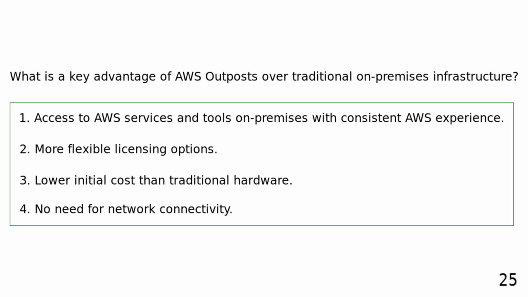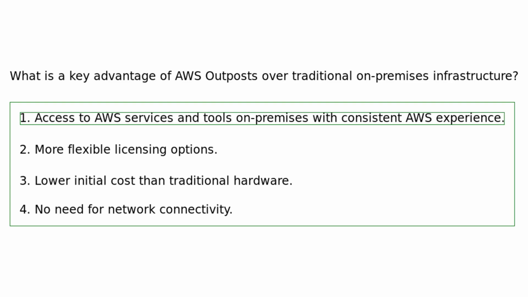scenarios. What is a key advantage of AWS Outposts over traditional on-premises infrastructure? Access to AWS services and tools on-premises with consistent AWS experience. More flexible licensing options. Lower initial cost than traditional hardware. No need for network connectivity. AWS Outposts offers access to AWS services and tools on-premises, providing a consistent AWS experience and integration with cloud services.